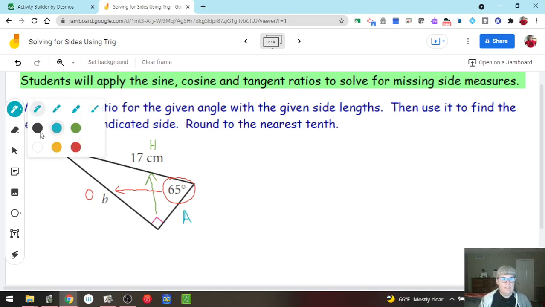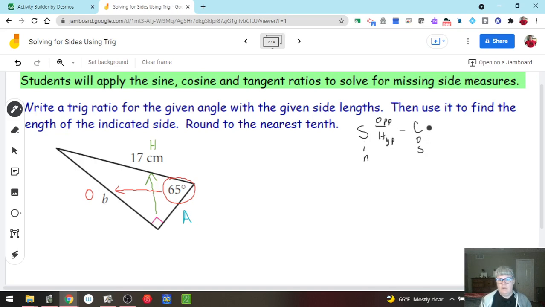I'm also going to take the time to remind myself what my ratios are. We have sine, which uses the opposite over the hypotenuse. We have cosine, which uses the adjacent over the hypotenuse. And we have tangent, which uses the opposite over the adjacent.